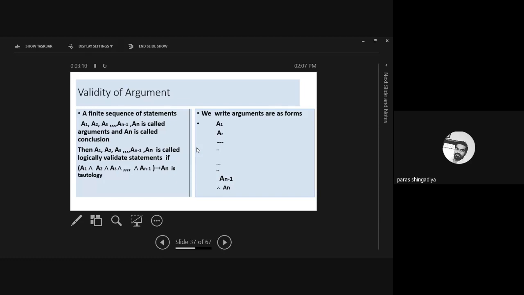So which formula do we create? We create this formula: A1 and A2 and A3 up to AN minus 1, in brackets, conditionally to AN. If it is a tautology, then we can say that A1, A2, A3 up to AN is called a valid argument. So which type of form will be there in this question?